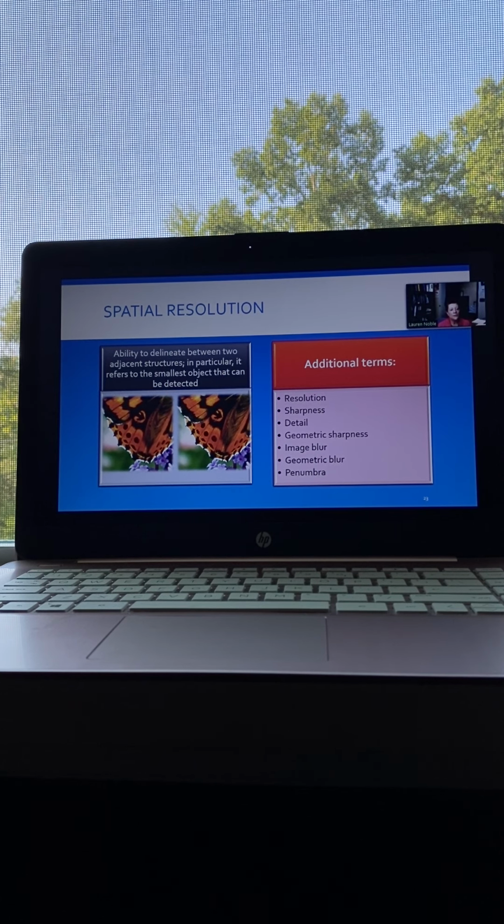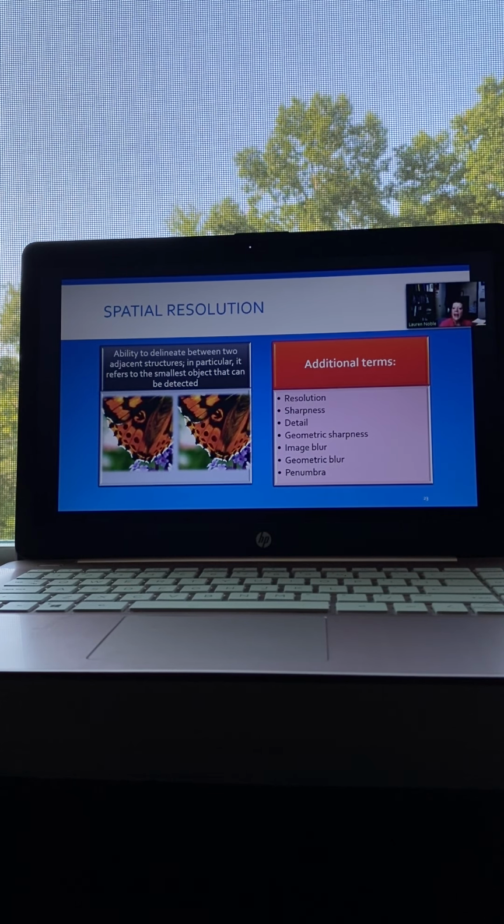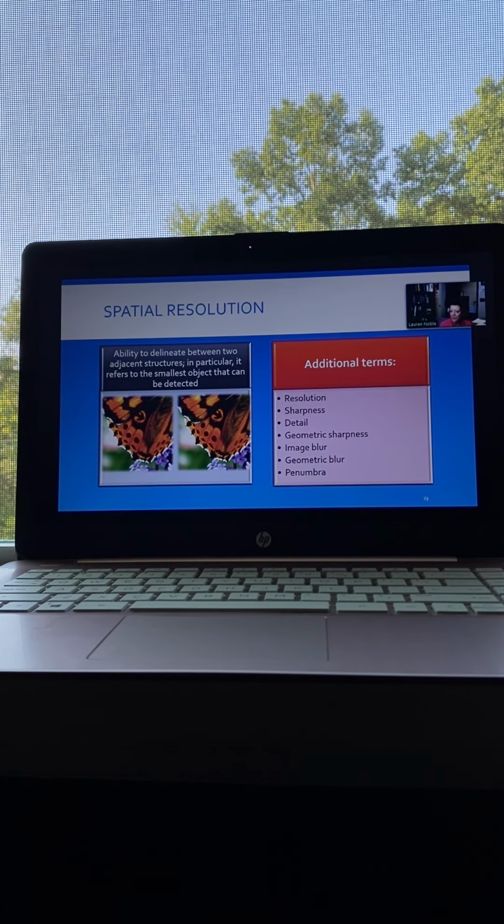It's kind of like if you write something, and we've all done this, with an ink pen, and it doesn't dry, and your hand smudges it. Well, what happens to all of those nice sharp edges of the letters that you wrote? They smear together. So that's what spatial resolution is. Spatial resolution is how sharp those structural edges are.